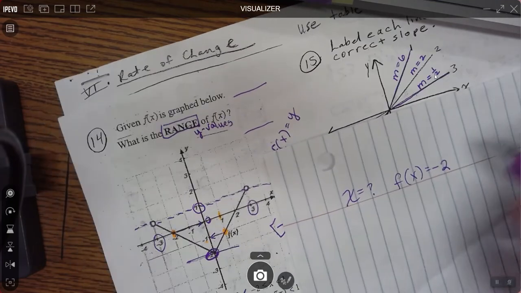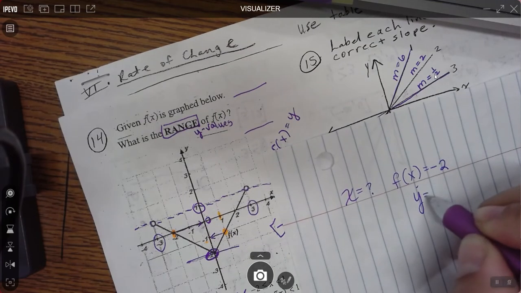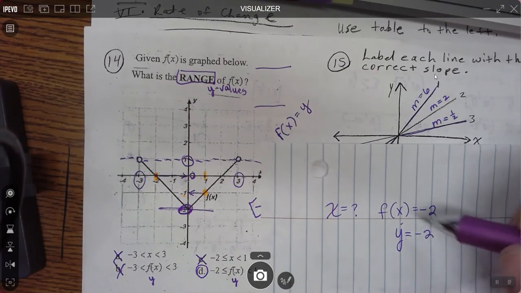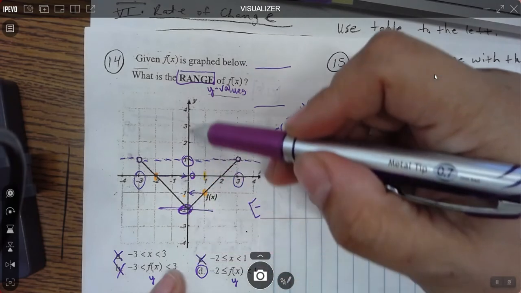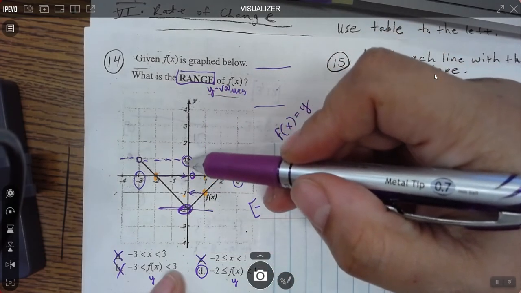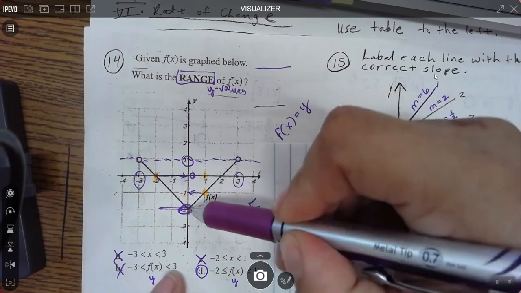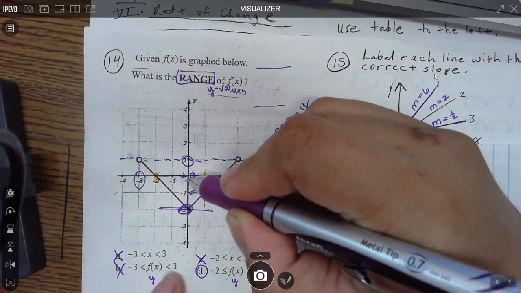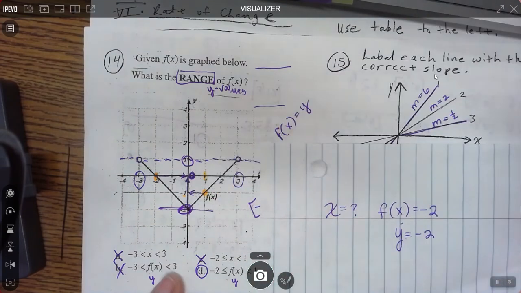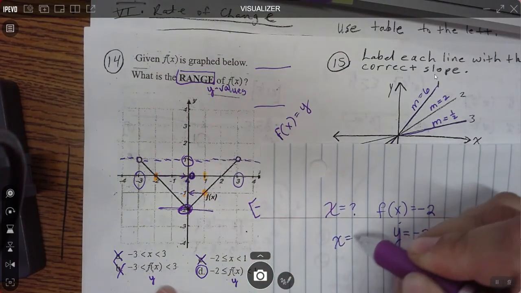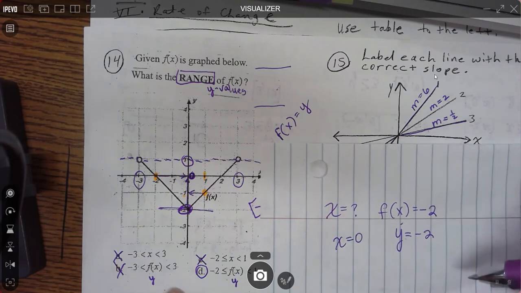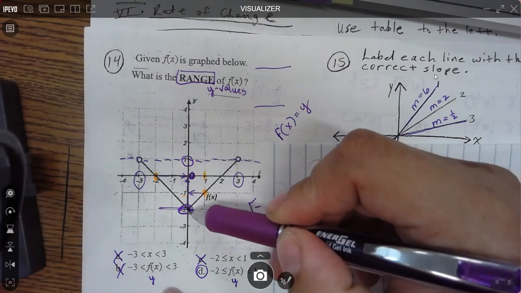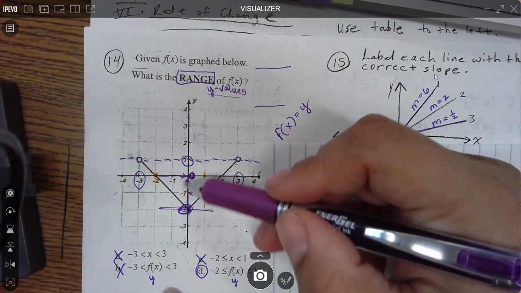Okay, so this time we know y. We know that y equals negative 2. So we're not going to go to the x-axis. We're going to go to the y-axis. The y-axis is this one. And where is y equal to negative 2? Right here. Y is equal to negative 2, and what's the x value? The x value is 0. So x is going to be 0. When x is 0, the function is negative 2. When y is negative 2, x is 0.